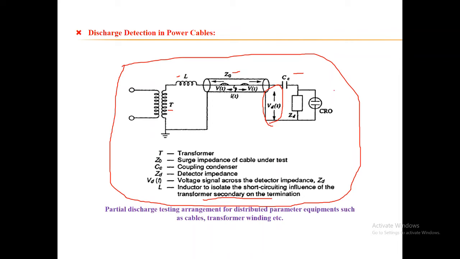So a power cable of longer length may be considered as a specimen with distributed capacitance rather than lumped capacitance. The same feature is true for the winding of transformers and rotating machines of high voltage rating. So in such cases, the location of the discharge is done using the traveling wave concept. Okay, so here let us consider this figure.